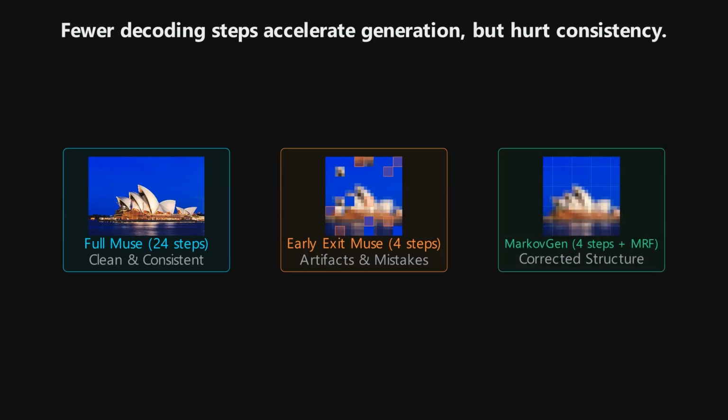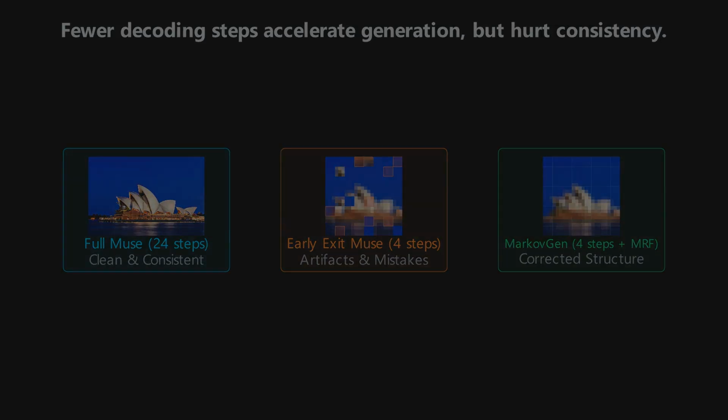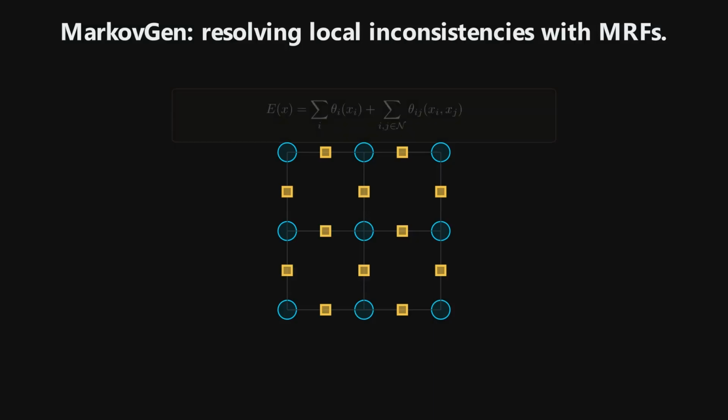Muse is an important example of this idea, a masked generative transformer for text-to-image generation. According to the slide, the Muse 3B model is about 10 times faster than Party or Imagen 3B on TPU-v4. That is a serious speed-up. But speed usually comes with a catch.